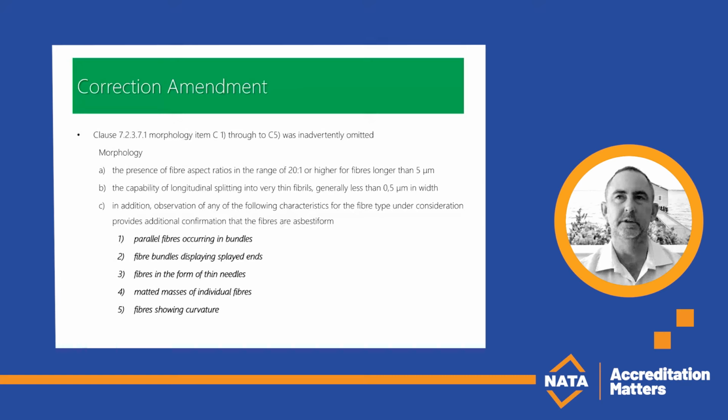One item of note is that there's an omission in the current standard when translated from the ISO standard, and this specifically relates to morphology in clause 7.2.3.7.1, items C1 through to C5. So please keep this in mind when you're considering the standard, as it's currently under review, and I should anticipate that it'll be corrected shortly.